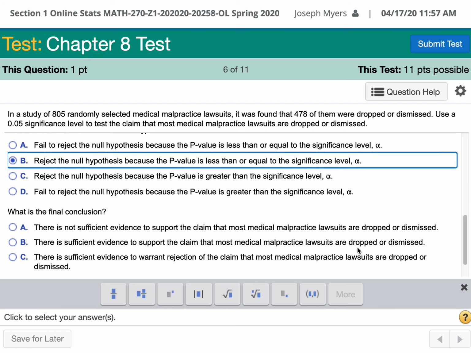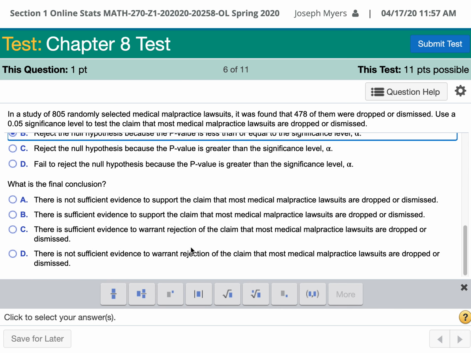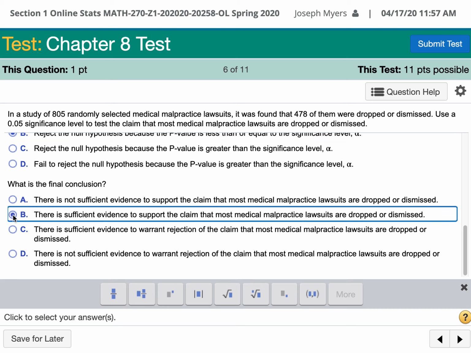And the final conclusion, therefore, is there is sufficient evidence to warrant the alternative hypothesis. That's the claim that most medical malpractice lawsuits are dropped or dismissed. So there is sufficient evidence to support the claim that most medical malpractice lawsuits are dropped or dismissed.